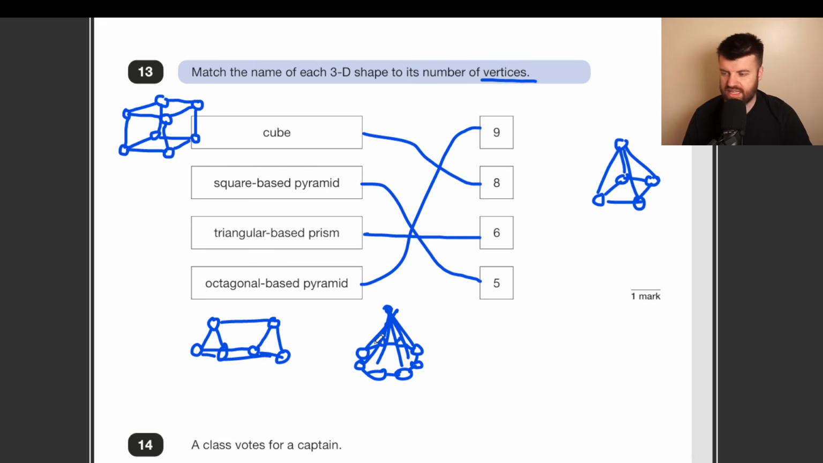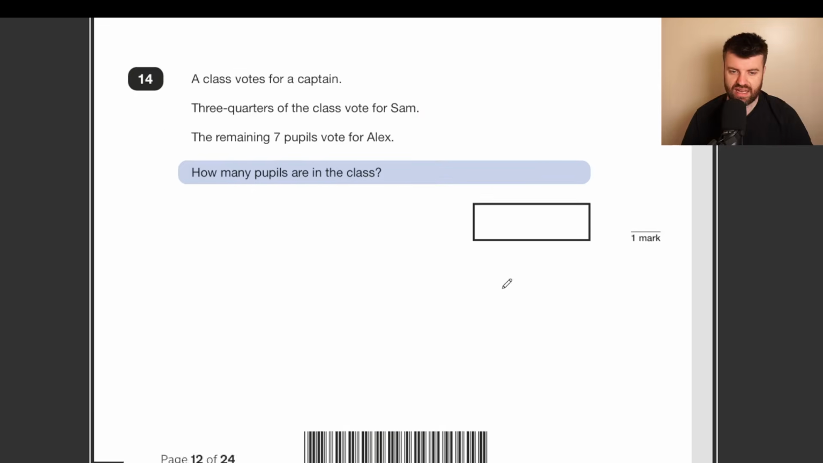And do you know what? Like I said before, you've only got one answer left, and you're thinking, what's an octagonal-based pyramid? I don't know. Well, you knew the other 3, so it must be 9. There's only one left. That's how you're going to get a mark there.